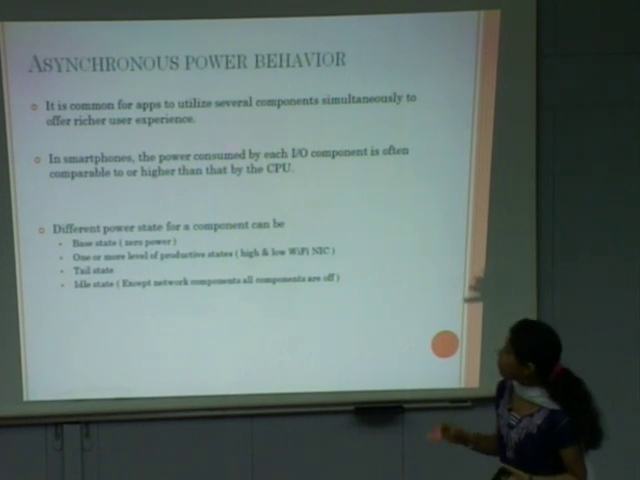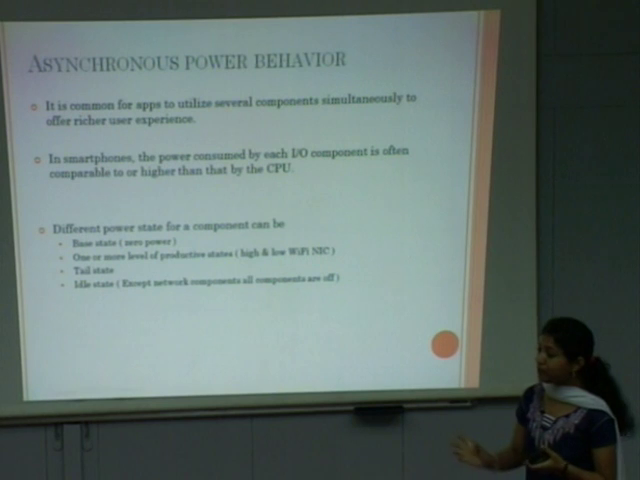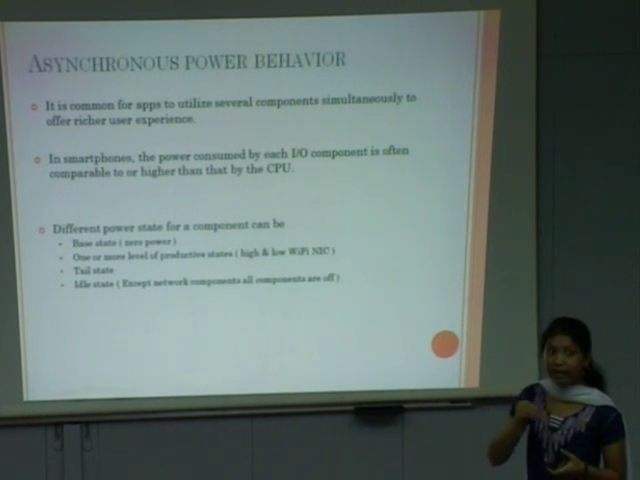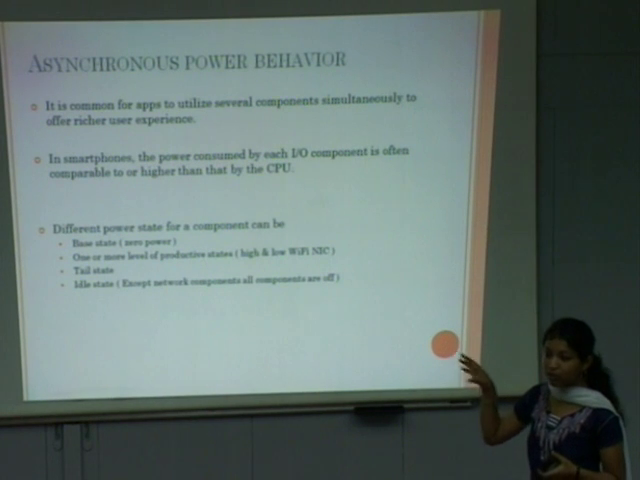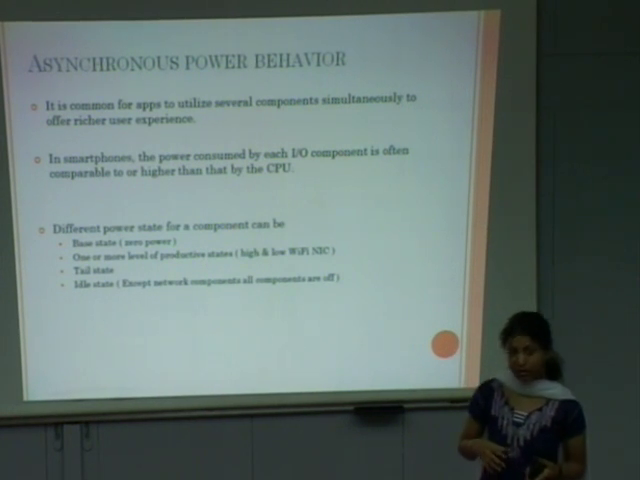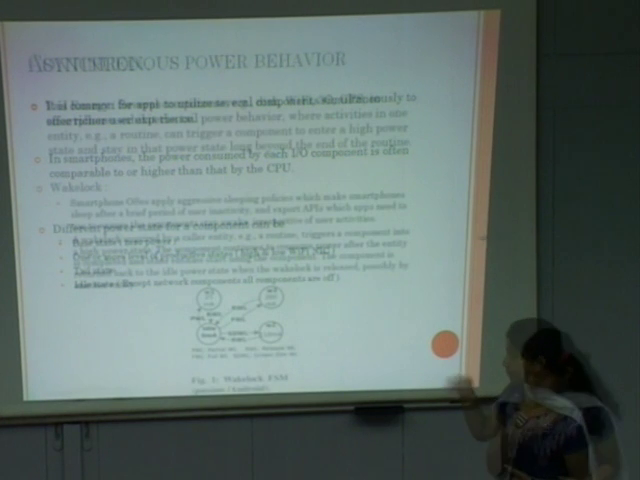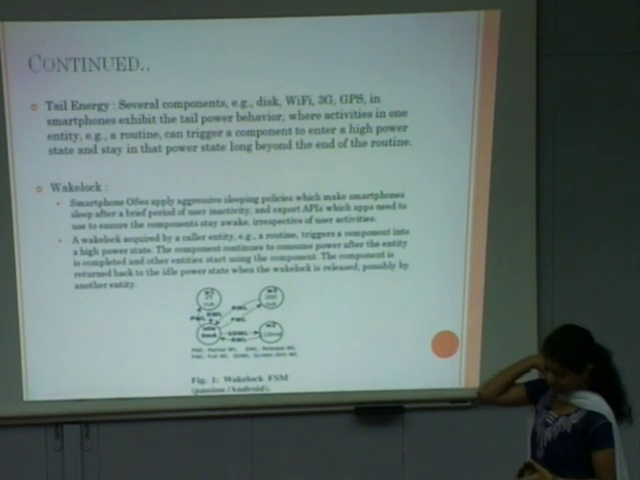Okay. So what we are trying to do is, first of all, we will track each entity, each thread, and then we track the components, how much power each component is using. So we are trying to find which power state the component is in. It can be in a base state, productive state, or tail state. So what is tail energy?